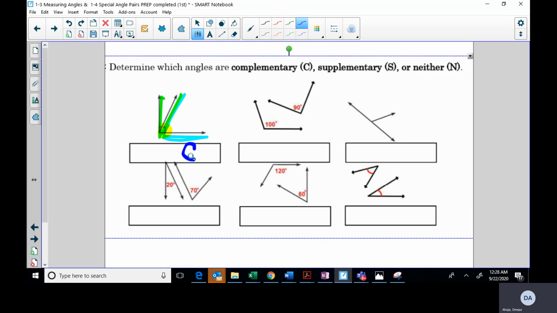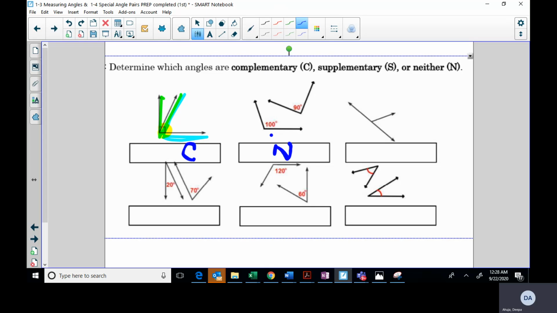Next pair of angles, 100 and 90. The total is 190. So what do you think? Do we have any magical number 190? No, we have only two magical numbers, 90 and 180. So if it's 190, it is neither complementary nor supplementary.